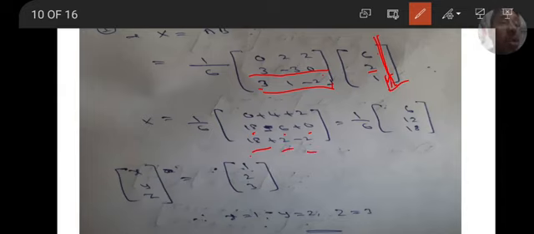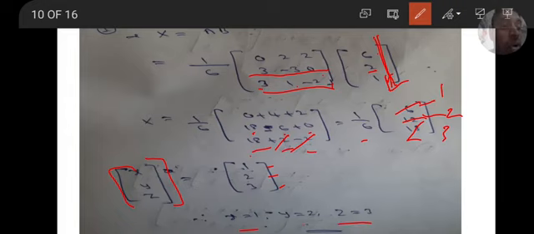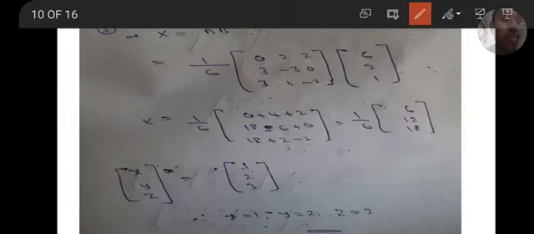So 4 plus 2 is 6, 18 minus 6 is 12, 18 plus 2 minus 2 cancel, we get 18. So 6, 12, 18. If you divide by 6, 6 1 is 6, 6 2 is 12, 6 3 is 18. So capital X equals 1, 2, 3, that is capital X means X, Y, Z, so X equals 1, Y equals 2, Z equals 3. 1, 2, 3 is the solution of the given equations.